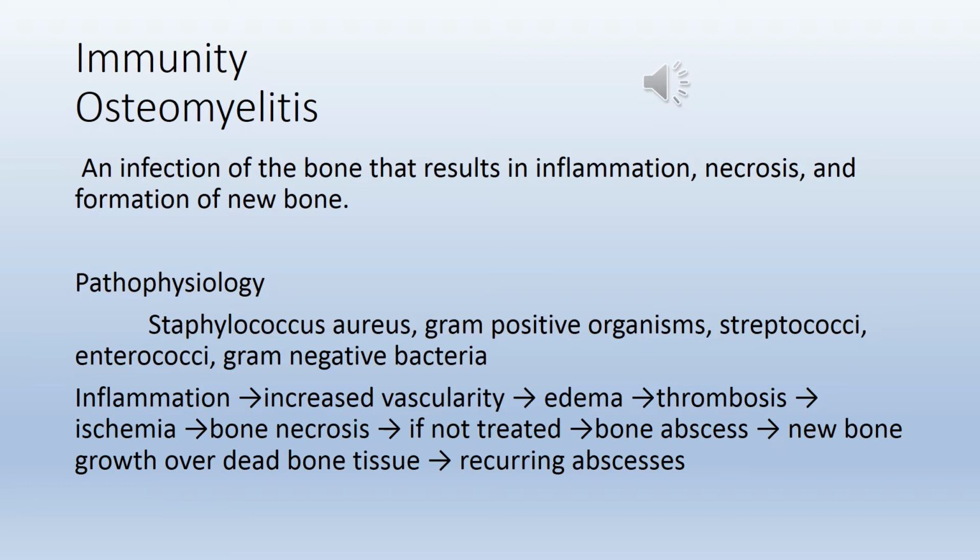The initial response to infection is inflammation, increased vascularity, and edema. After 2 or 3 days, thrombosis of the local blood vessels occurs, resulting in ischemia with bone necrosis. The infection extends into the medullary cavity and under the periosteum and may spread into adjacent soft tissues and joints. Unless the infective process is treated promptly, a bone abscess forms.